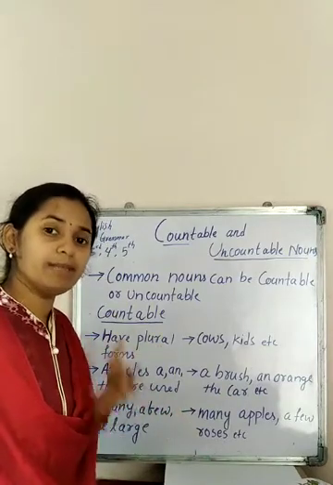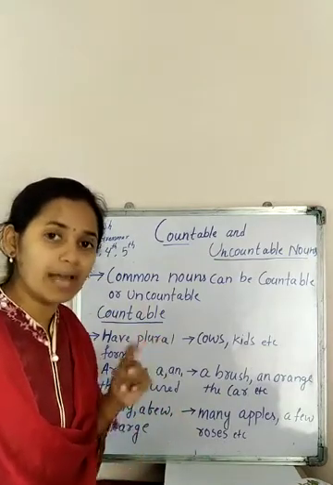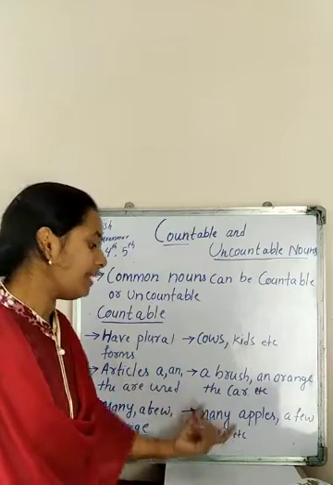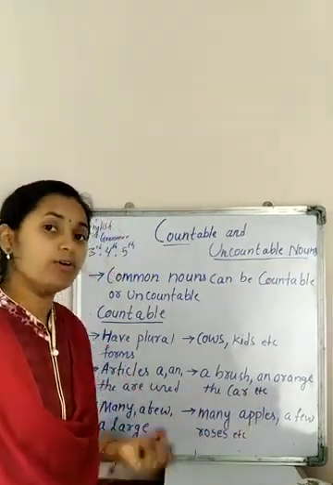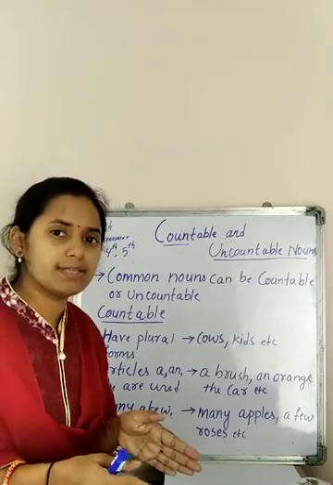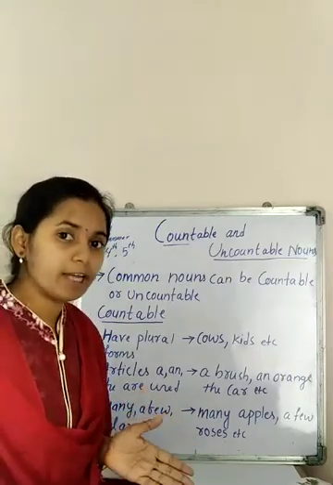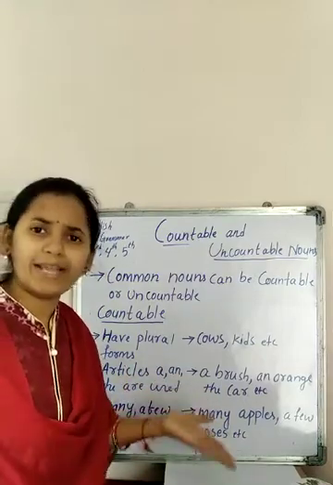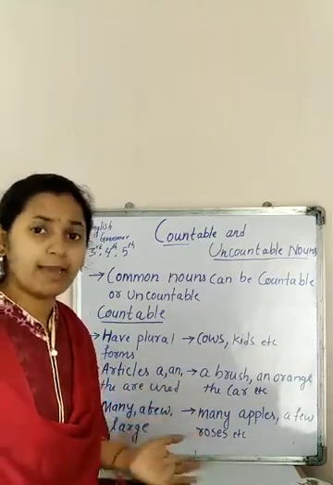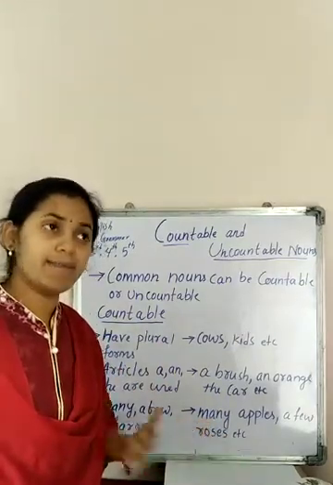Apples are your countable nouns. You can count apples, right? Yes. So, many apples. Now, a few roses, we can say. Roses are also a countable noun? Yes. So, we can use a few roses. A few pens, a few pencils. Many oranges. You can say many oranges.